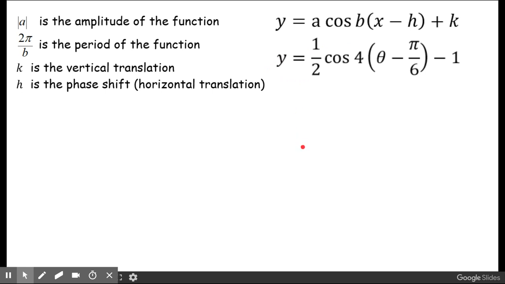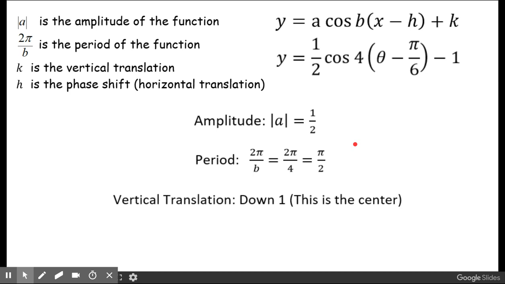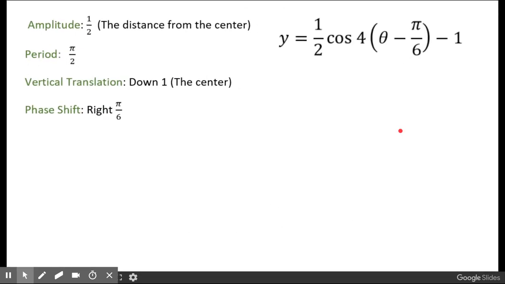We're all cleaned up. We're ready to take a look at all the different things we need to know. So the amplitude is a half. The period is going to be 2 pi over b, which is 2 pi over 4 or pi over 2. Our vertical translation we know is down 1, and we know our phase shift is right pi over 6. Okay, because remember, it's the opposite of what's inside the parentheses. All right, here's all our information.